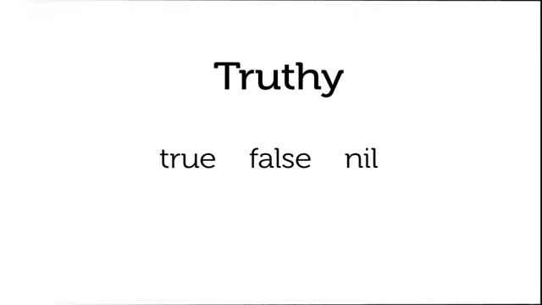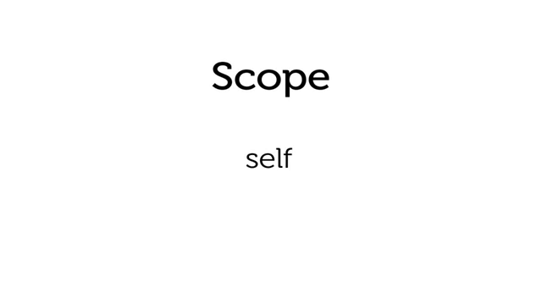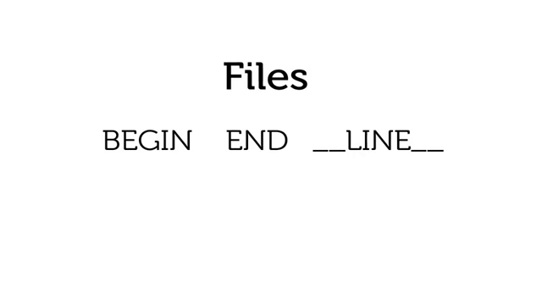There are also reserved words that deal with truthy values, or Boolean as they're sometimes called. These include true, false, and nil. The only reserved word that deals with scope is self. And finally, there are reserved words that deal with where you are in the file. These include capital BEGIN, END, and LINE.